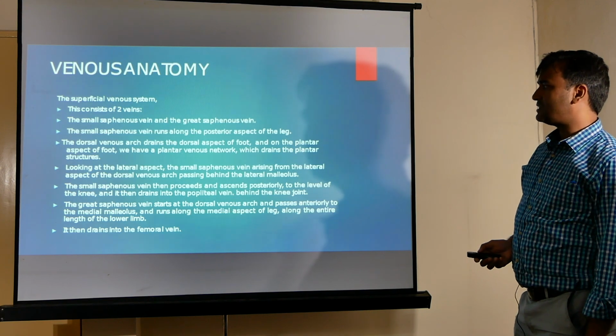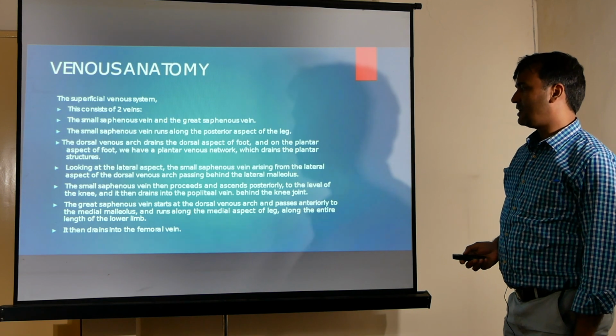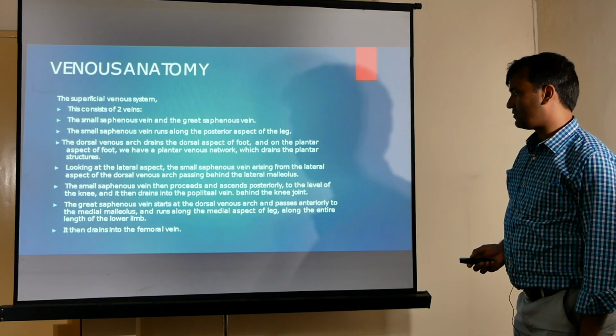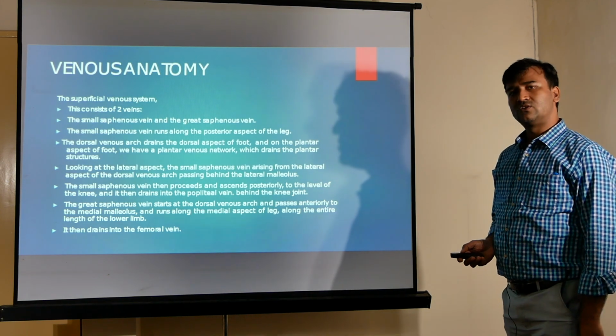The great saphenous vein starts at the dorsal venous arch, passes anterior to the medial malleolus, and runs along the medial aspect of the leg along the entire length of the lower limb. It then drains into the femoral vein.